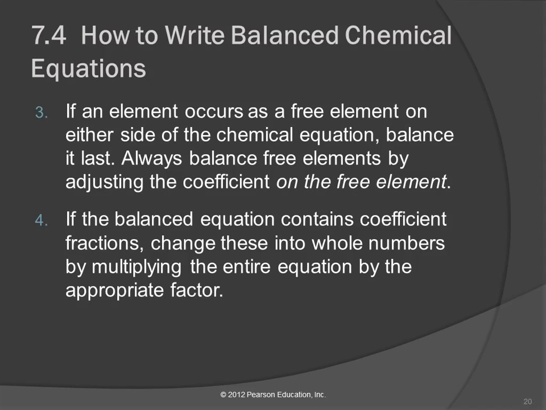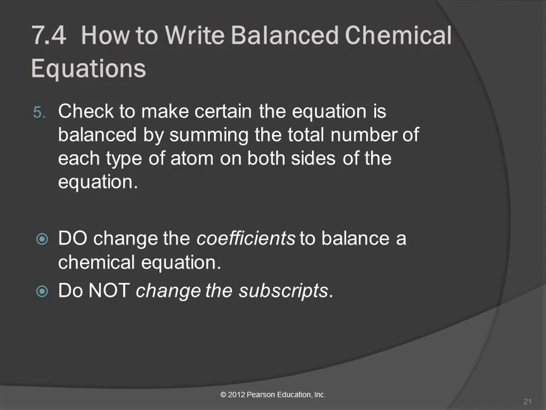If an element occurs as a free element on either side, meaning it's all by itself, like in the previous example, we had oxygen as a reactant. It's just oxygen. You generally want to use that one last, because when you fix that one, it doesn't mess up anything else. Sometimes you end up with fractions in your coefficients, and if you end up with that, then you need to get rid of them by multiplying everything. We'll go over that. At the end, double check. Add up the total number of atoms of each element on each side and make sure that you did it correctly.